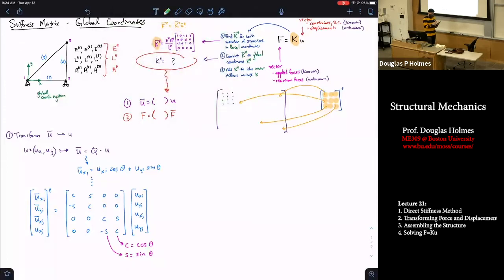And the important takeaway here is this thing is just linear algebra. It's just sines and cosines that transform your displacements from one to the next. And we're going to call this the elemental transformation matrix. We're going to give it the letters T, E.